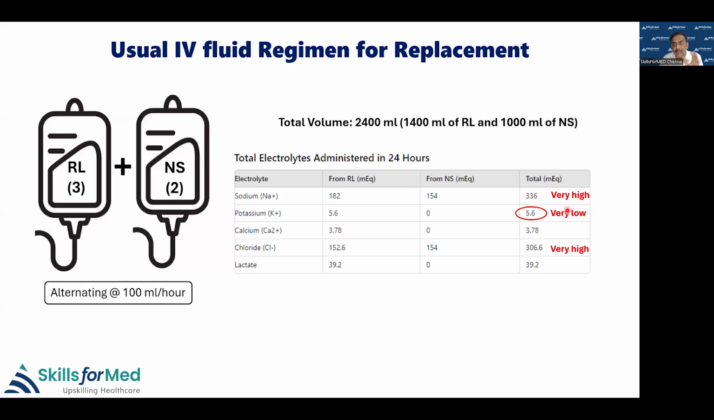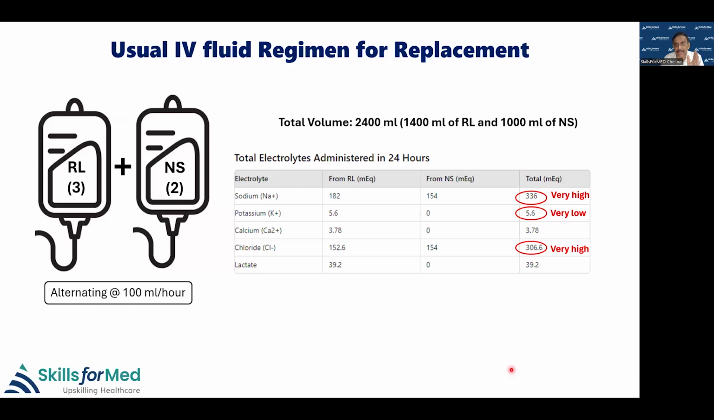But in most hospitals, I find, and also in our hospital, we alternate Ringer's lactate with normal saline. So you can do it. Most normal individuals will withstand it, but keep in mind that you are giving almost 300 to 330 milliequivalents of sodium chloride, and the potassium which you're giving is very low. So if the fluid therapy is more than a couple of days, you need to replace potassium separately apart from this regimen.